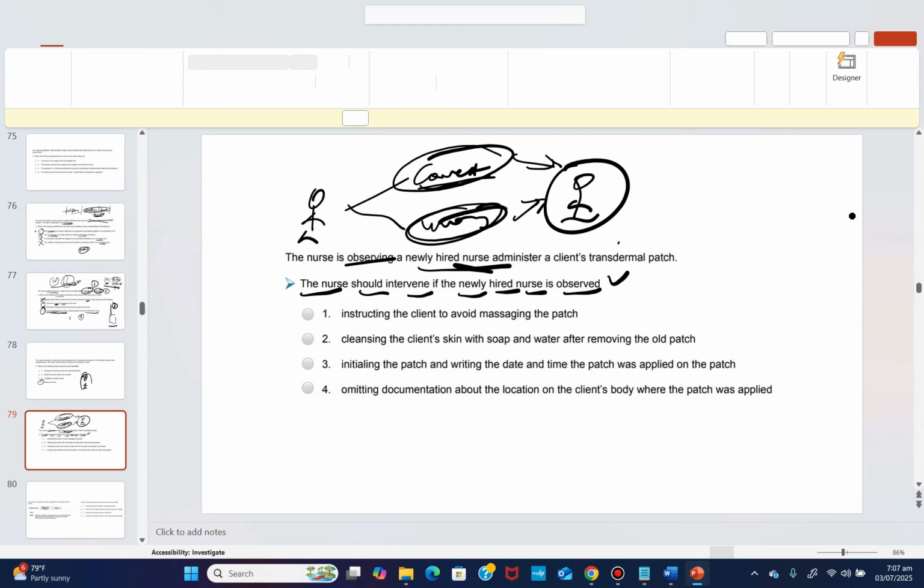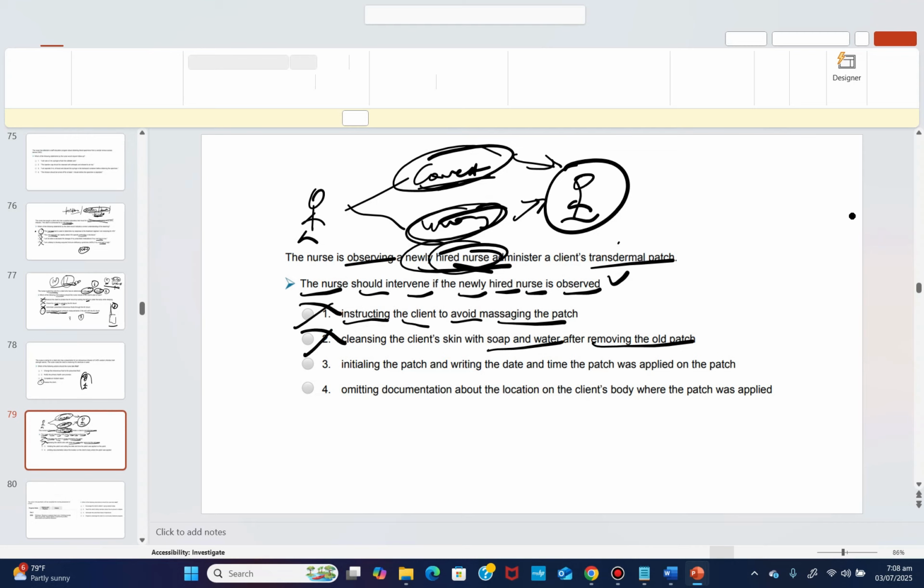Now, the first thing the newly hired nurse did was instruct the client to avoid massaging the patch, which obviously, yes, we want to tell the patient not to massage the patch. So I don't need to intervene. I'm definitely going to tell the newly hired nurse that she did a great job with that aspect. Now look at number two: cleaning the client's skin with soap and water after removing the old patch. Definitely, yes. We want to clean that area with soap and water after removing the old patch. That is very true. So I don't need to intervene. Good job, newly hired nurse.